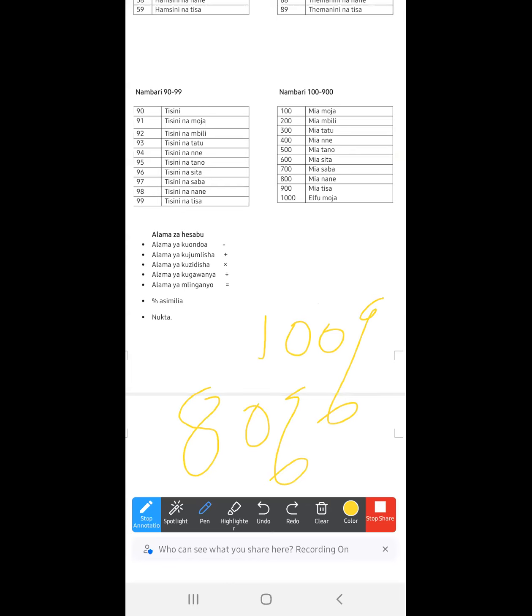And then nukta. Let me first finish with nukta. Nukta is this one here. Like maybe you have 1.1. You will say moja, nukta, moja. So nukta is the point. Mostly this one is used with decimals. Like if you have moja, nukta, moja, mbili, nukta, tatu. So nukta is simply point. Is that clear?